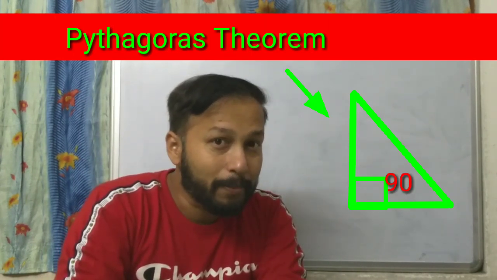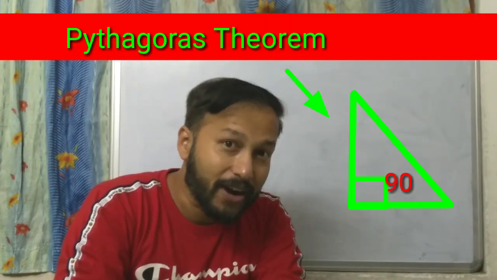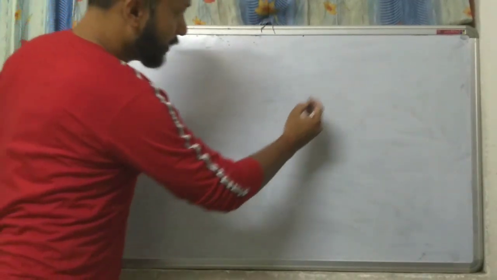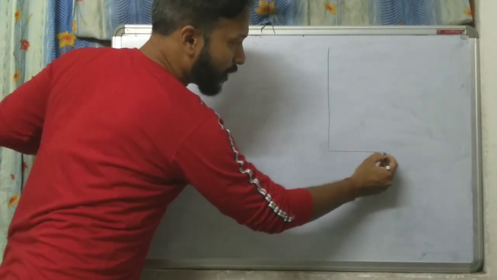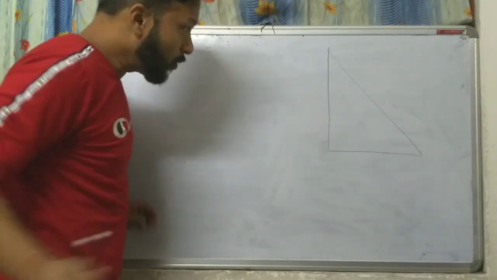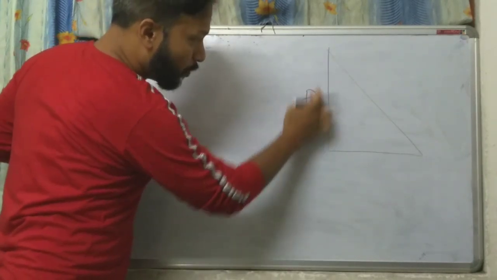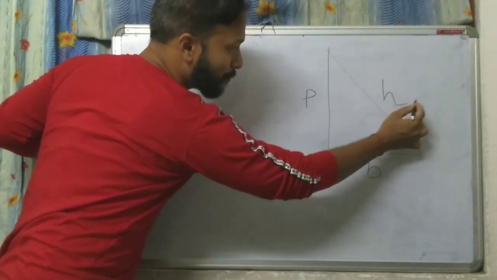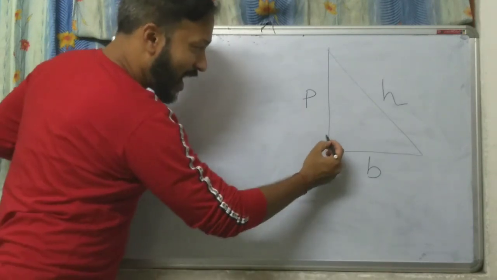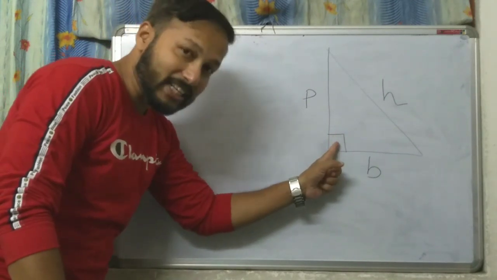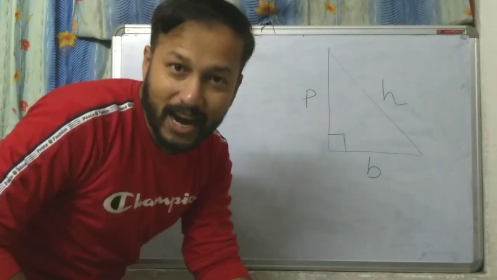And Pythagoras theorem is related to a right angled triangle. Let us draw a right angled triangle first. This is a right angled triangle, you can see. Now, this is called perpendicular. This is the base. This is called hypotenuse. And this is 90 degrees. For this triangle, this angle is 90 degrees. That's why it is a right angle triangle.